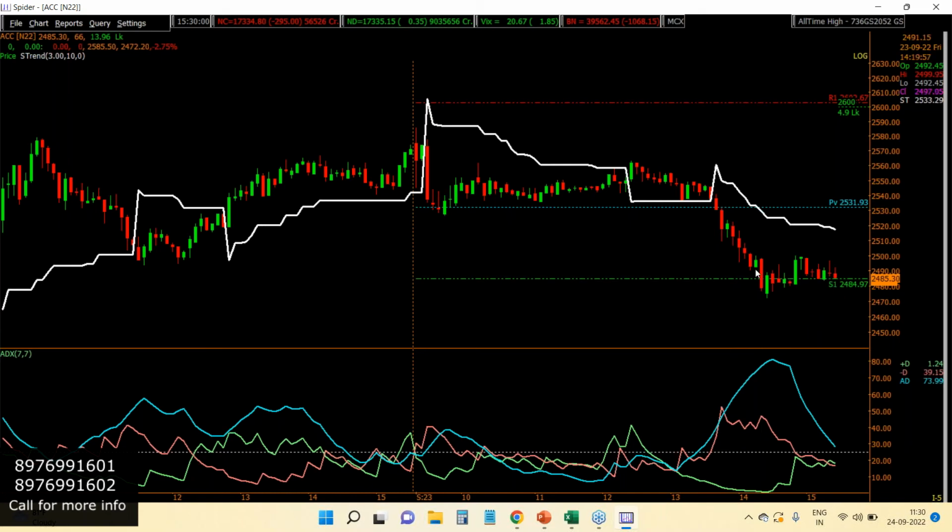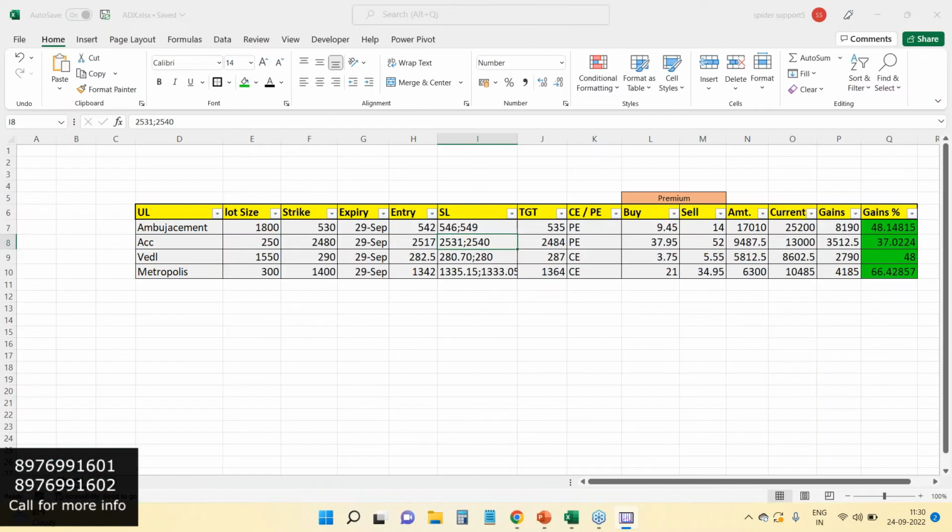I will just show you this particular trade. See, I have bought this at 37.95, and I have sold it at 52. The amount required was only 9487, and the amount at which I sold was 13,000. If you charge brokerage now, it won't take more than around 40 to 50, or a round-off of 100.